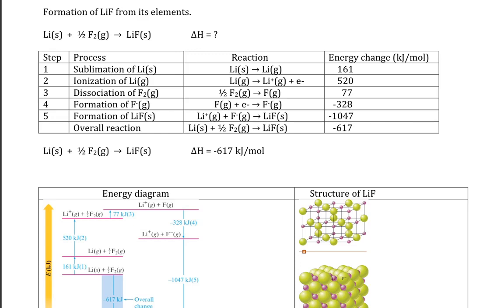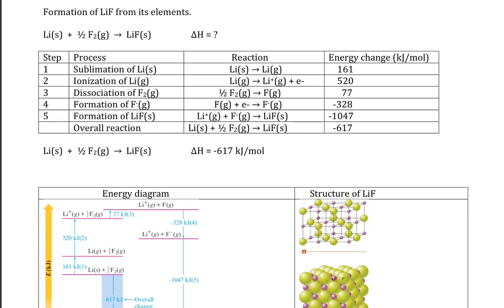Now we've got Li+ gas, we've got F- gas. It has taken energy somewhat to get to that point, and forming F- gave off a little bit of energy, but when Li+ and F- come together to form the ionic compound, a tremendous amount of energy is given off. That is the lattice energy, LE. So we have Li+ gas plus F- gas forming LiF solid. We see that 1,047 kilojoules per mole of energy are given off, so negative, exothermic.